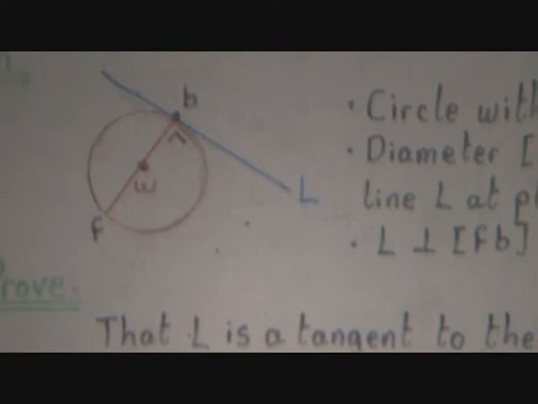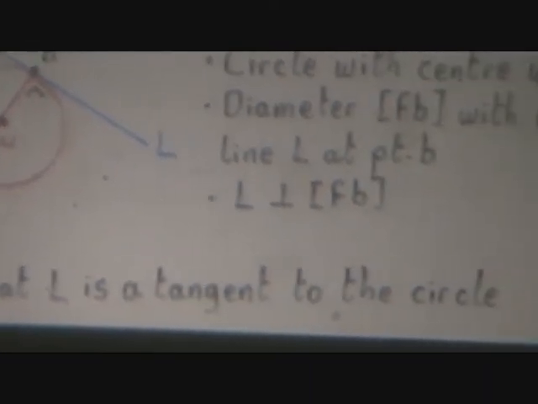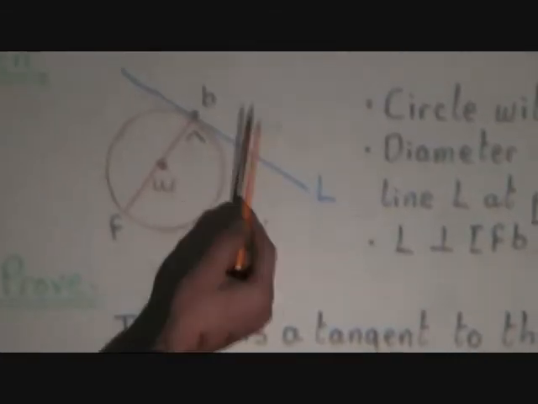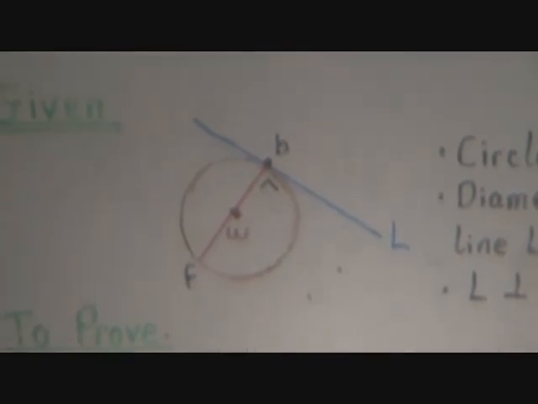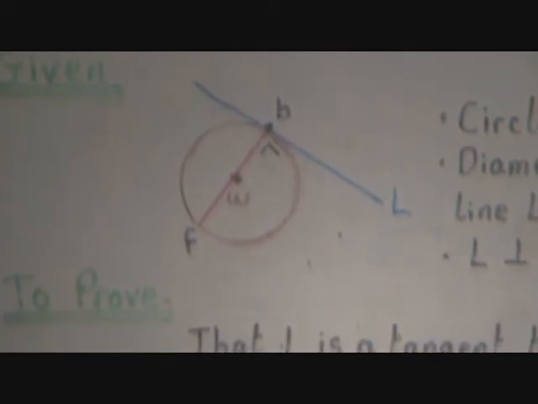What are we asked to prove? We're asked to prove, lads, that the line is a tangent to the circle at that point. Okay? We want to prove basically that point B is the only point at which that line touches the circle. If we can do that, then therefore it must be a tangent.